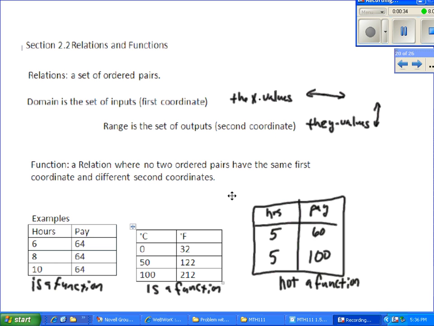And then a function is a type of relation where no two ordered pairs have the same first coordinate and different second coordinates. So to be a function, each input has to have one and only one output.